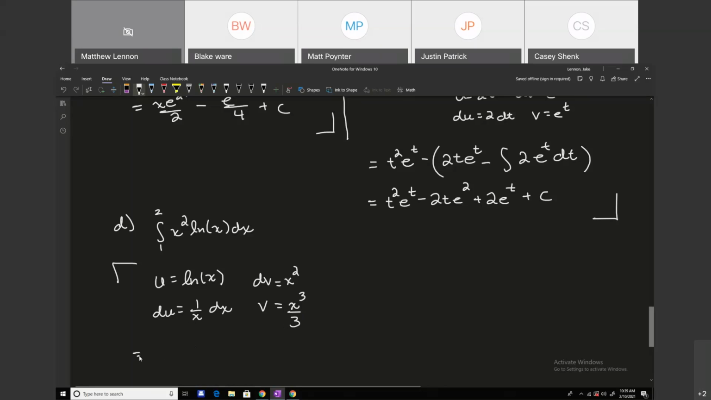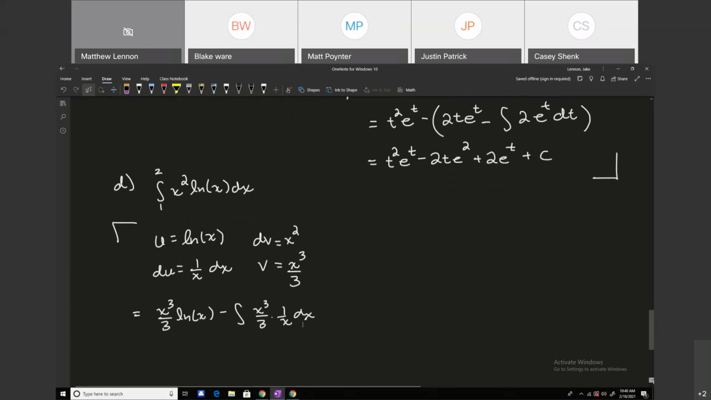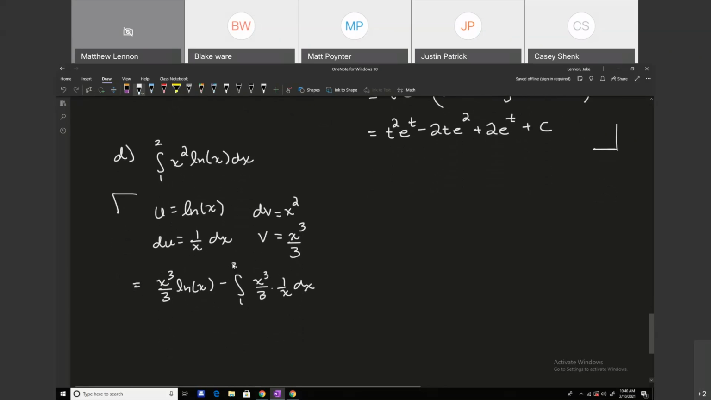So my integral, I've got u times v, so I've got x cubed over 3 times the natural log of x minus the integral of v times du. So that's x cubed over 3 times 1 over x dx. And again, all of this is from 1 to 2. I'm just going to write the limits at the very end. I mean, I can write them here for now, but we really have to plug everything in. So I'm just copying down the first term again, nothing new there. The second term, the integral, the x cubed over x is going to make that now an x squared over 3.